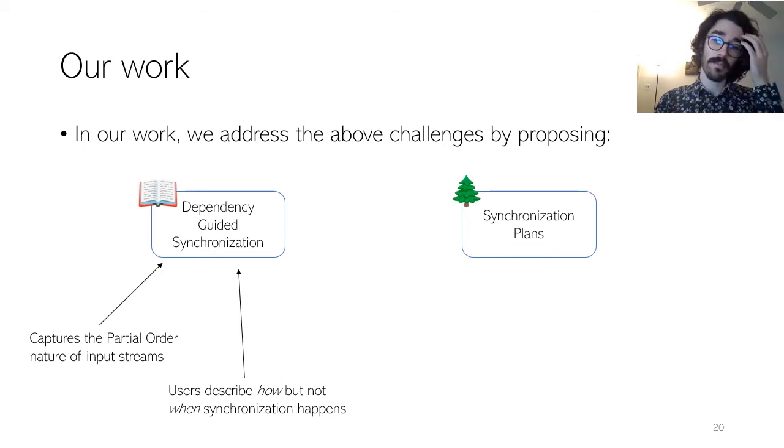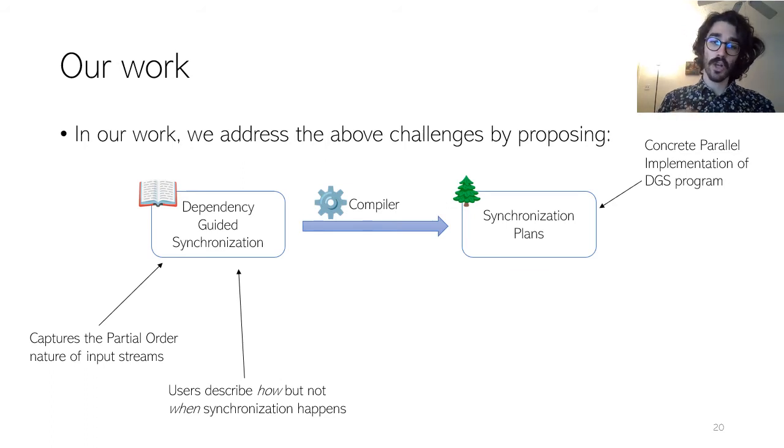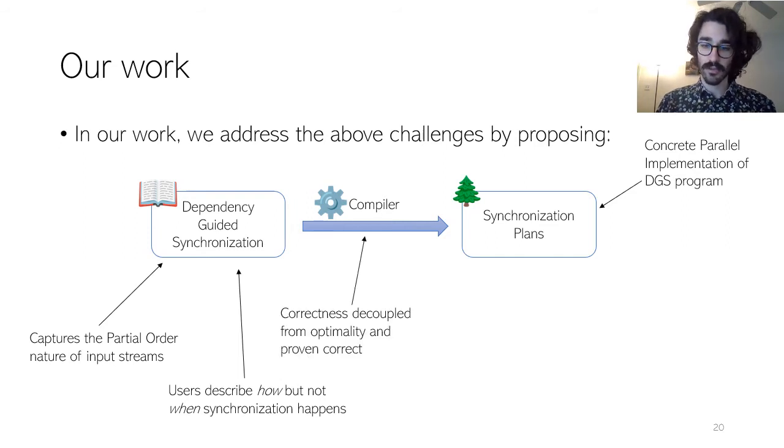At the same time, we propose an intermediate representation called synchronization plans. The synchronization plans look like trees, and that's why we have this cute tree logo here. These synchronization plans are concrete parallel implementations of the DGS program, where the number of parallel workers and the partitions of keys are concretized. And we also propose a compiler that goes between, given a DGS program, produces a synchronization plan.